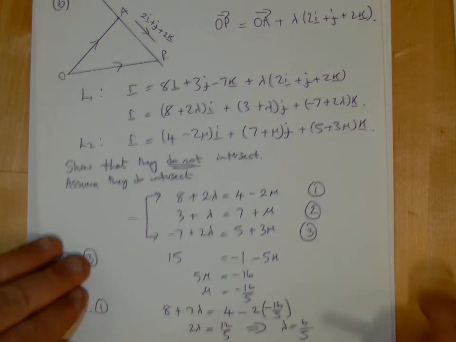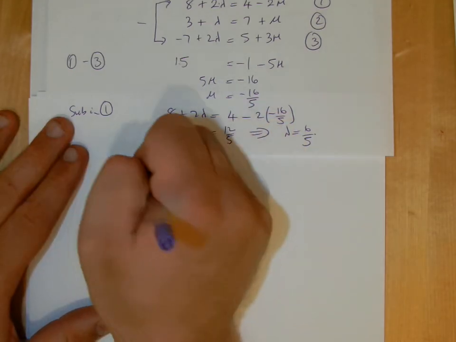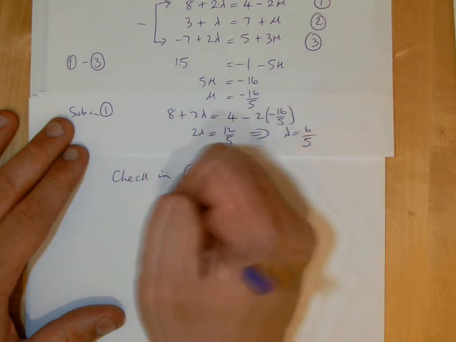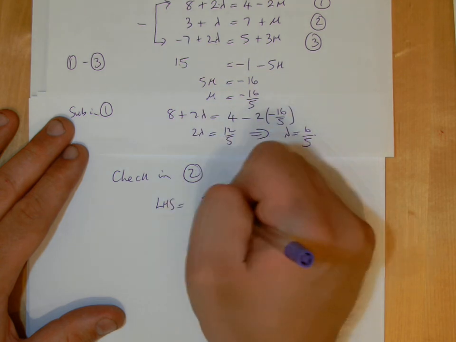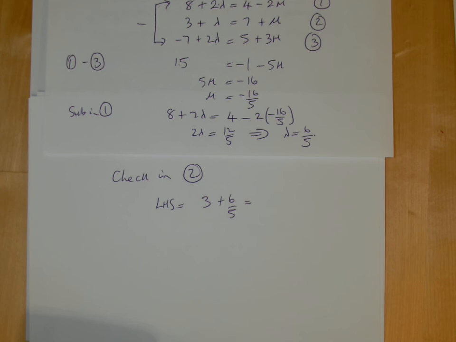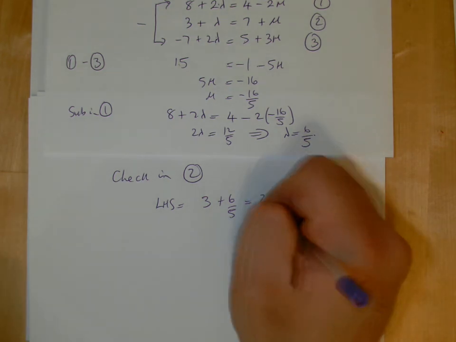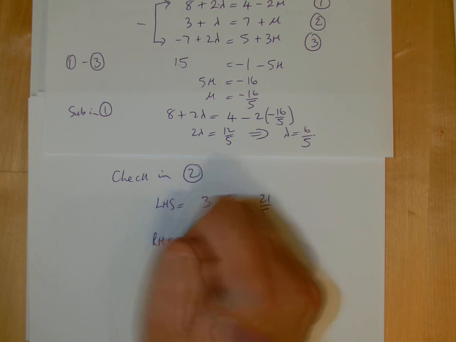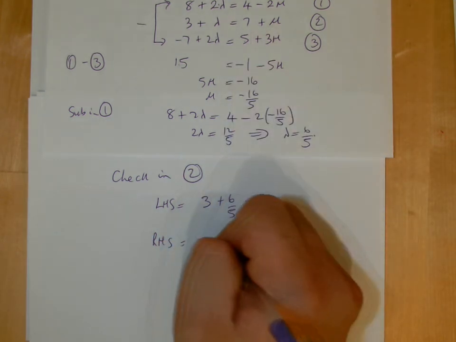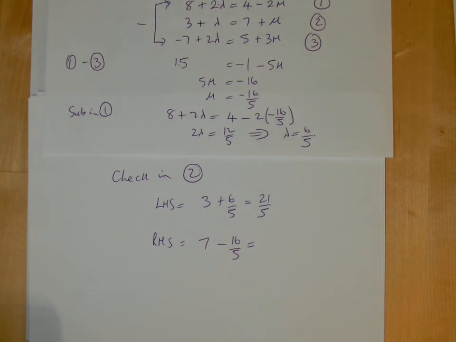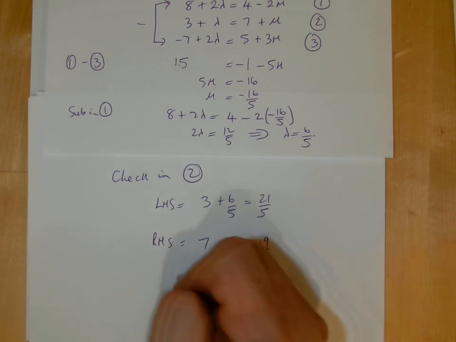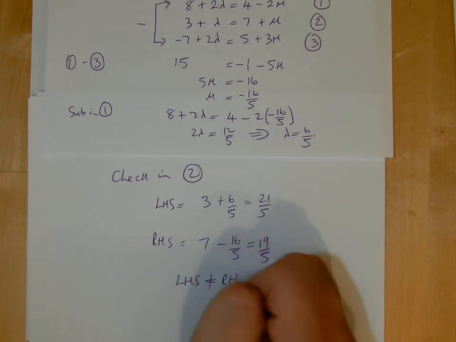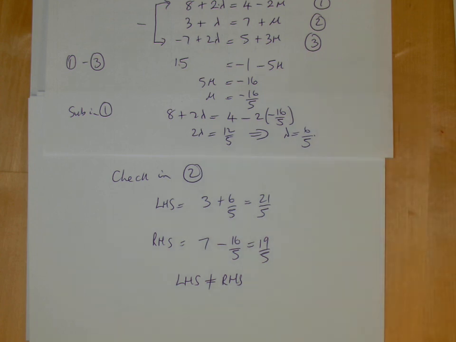Now what you need to do is to check if it works in equation 2, and we're expecting it not to work. So left hand side in 2 will equal 3 plus lambda, so 3 plus 6 over 5, which comes out to be 21 over 5. And then the right hand side will equal 7 plus mu, which is 7 minus 16 over 5, and on my calculator it comes out to be 19 over 5. Now they're not equal, and because they're not equal, the lines will not intersect in that case.